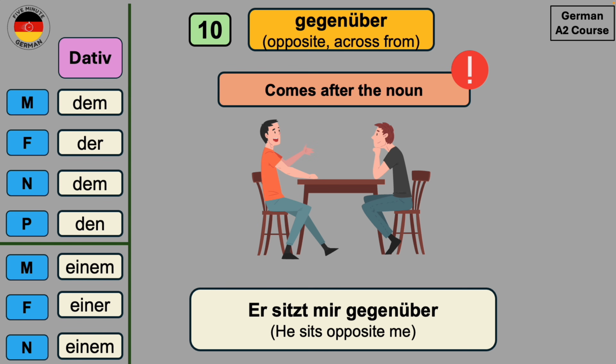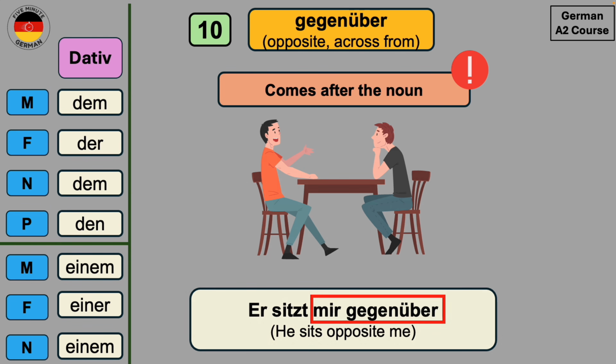So I can say, er sitzt mir gegenüber. He sits opposite to me. Er sitzt mir gegenüber. And you see over here, we have used gegenüber after the noun, which in this case is mir, which is a personal pronoun in dative.